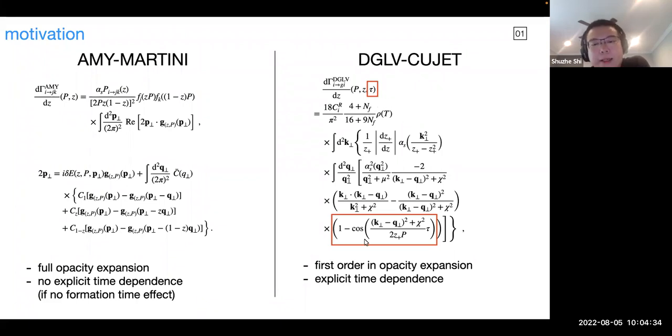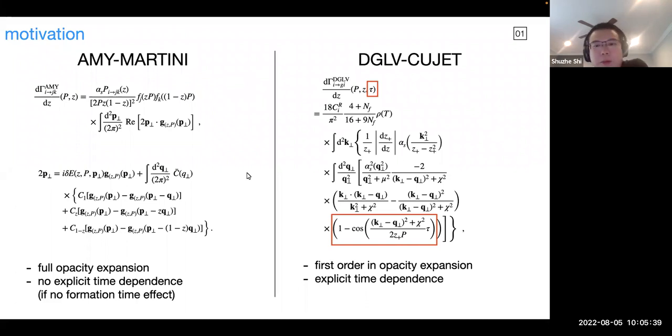Whereas DGLV assumes a thin medium. And in CUJET, we keep only the first order in opacity expansion. And because we are assuming a thin medium, we can keep explicitly the time dependence in this differential rate. So these two rates are very different in the formula. And I would like to mention that by fitting the coupling constants or coupling parameters according to charged hadron RAA, for instance, both of these two models can nicely describe the pT dependence of charged hadron RAA. So our work is motivated by telling the difference between these two models.